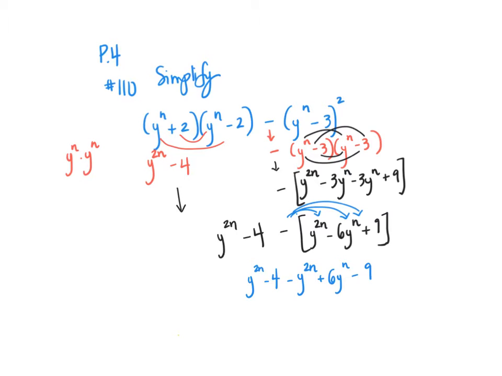Well, notice when I start combining like terms, y to the 2n minus y to the 2n, that's going to cancel. So that goes away. Then I have 6y to the nth, and then I have some more like terms. I have a negative 4 minus 9, and so I'm going to write that as 6y to the nth minus 13.